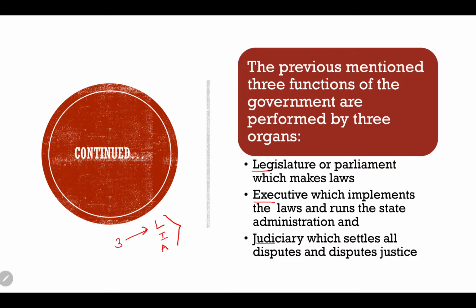The legislature or parliament makes laws. Simple. The executive implements the laws and runs the state administration, the administrative or bureaucratic part. And the judiciary settles all the disputes. So it's very simple to understand.